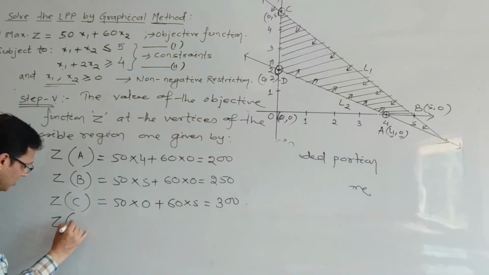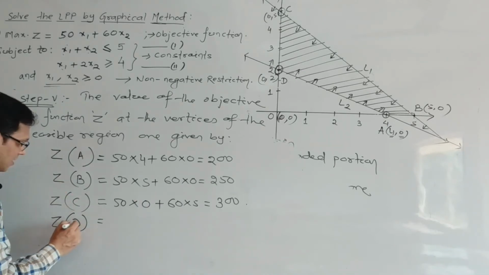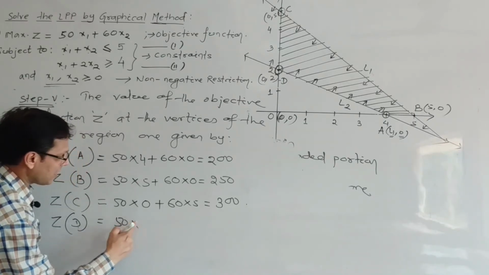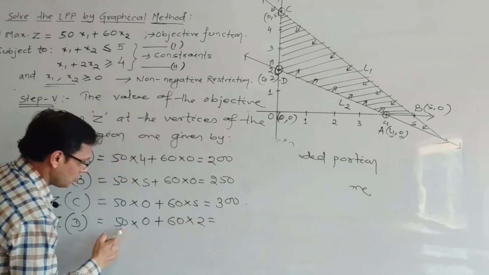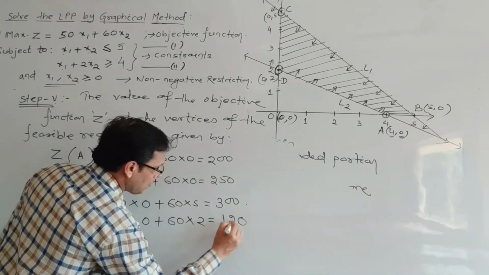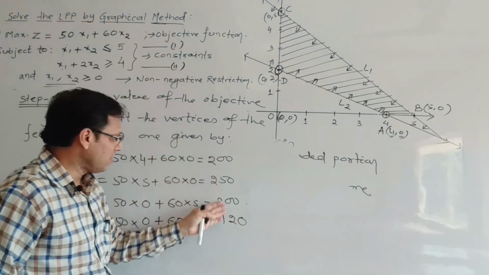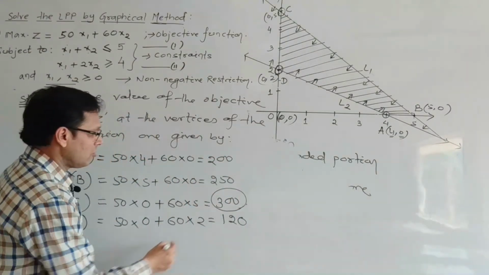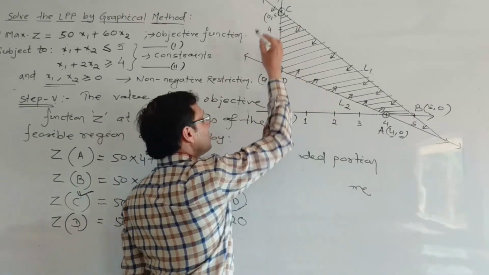Now the value of z at the point D. That is (0, 2), meaning the value of x1 is 0 and x2 is 2, so 0 plus 60 into 2, that is 120. Now he is asking in the question for maximum z. Which one is the maximum among all these values? You see, this one is the maximum value, which occurs at the point C. The coordinate of C is (0, 5).